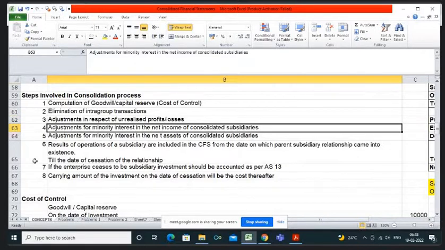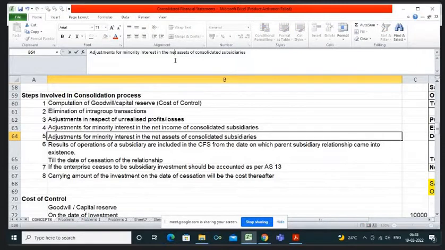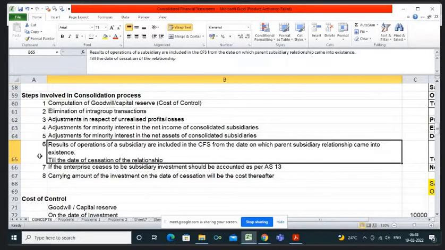Adjustments for minority interest in the net income of consolidated subsidiaries. This also we will learn. Adjustments for minority interest in the net assets of consolidated subsidiaries also we will learn. Then results of operations of a subsidiary are included in the consolidated financial statement from the date on which parent subsidiary relationship came into existence till the date of cessation of the relationship. So this will also we will learn today.